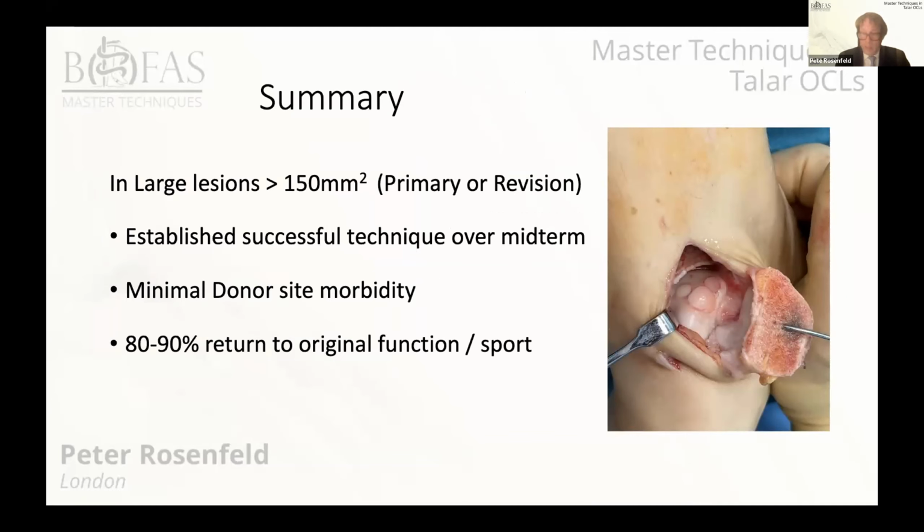Do I use it primarily? No, because I think with primary arthroscopy and debridement, you can still get excellent results, and I will keep this as a reserve for that lesion, for that reason.